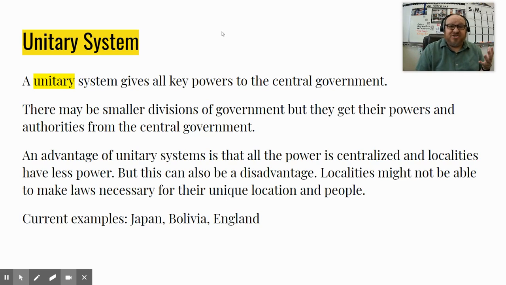The advantage of the unitary system is that all of the political power, all the government power is centralized into one location, one physical location, as well as one body. And then the localities have less power, but that can also be a disadvantage. Localities might not be able to make the laws that they need to for their unique situations, location, or people. So, modern day examples of unitary systems: Japan, Bolivia, and England.